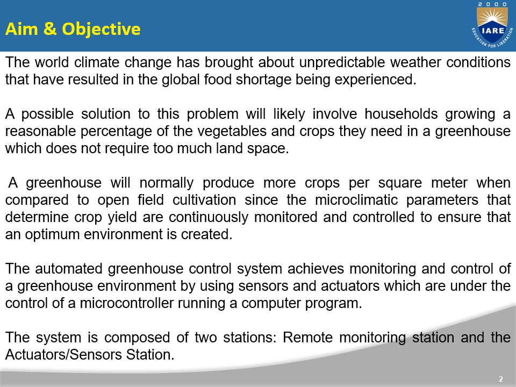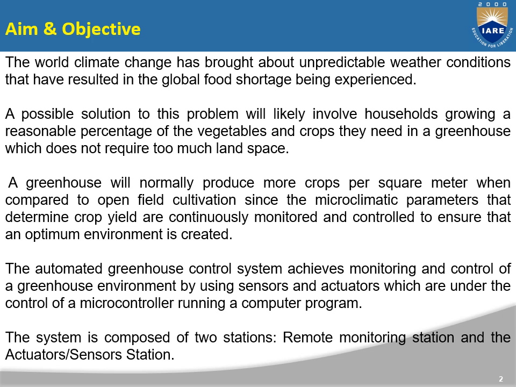The aim and objective of the project is a possible solution that will likely involve household growing, which is a reasonable percentage of the vegetables and crops they need in a greenhouse which does not require too much land and space. The automated greenhouse control system achieves monitoring and control of a greenhouse environment by using sensors and actuators which are under the control of a microcontroller running a computer program.